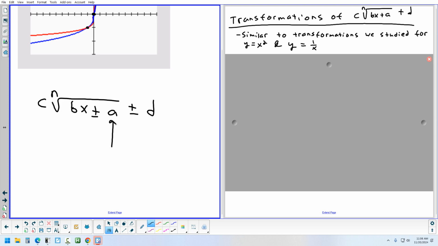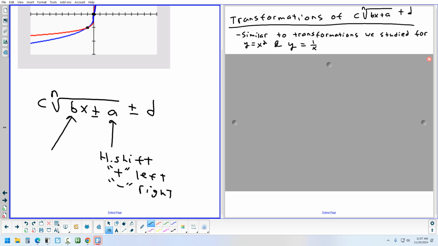Does anybody remember what that kind of thing does? Yep. Shift left and right. Exactly. That's a horizontal shift. Adding or subtracting is always a shift. If it's inside the root, it's horizontal. If it's outside the root, well, I'll talk about it in a second. Which way does positive move the graph? Positive moves it left. Negative is right. The A is backwards. And so is the B.